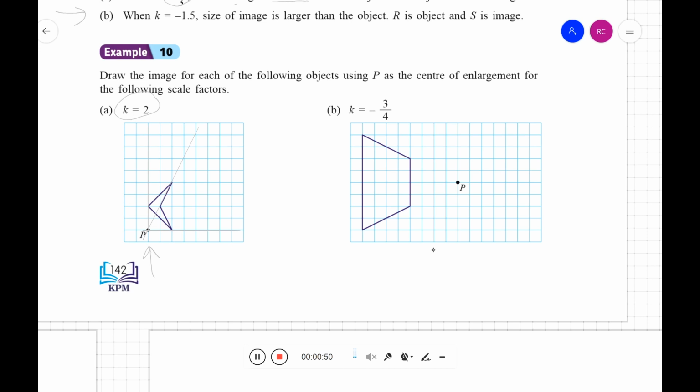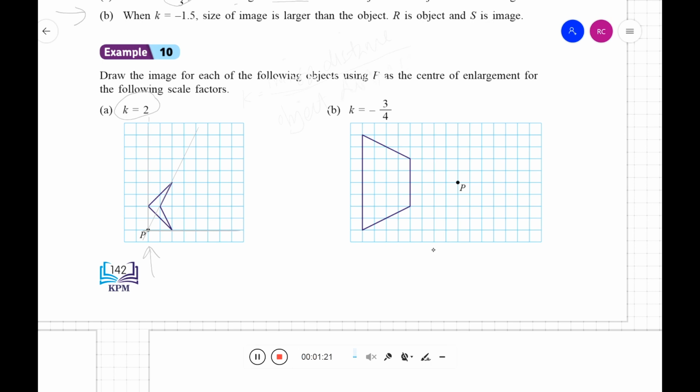After that, because k is given equal to 2, meaning that the image is larger, the one given over here is the object. So what you need to do is find the distance, because you're given k already. k is equal to the distance of the image over the distance of the object. Hope you still remember, image distance over the object distance.